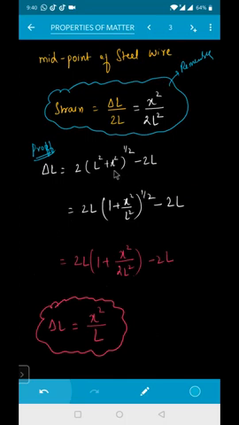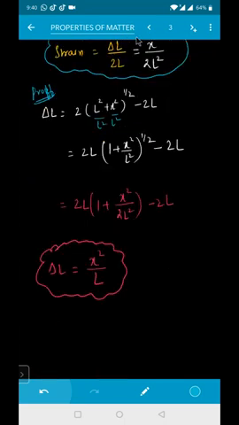This L square I just divided and multiplied by L square. So L square by L square gets cancelled, 1 plus x square by L square. Binomial expansion, this power will come inside, so it is 1 by 2 and simplified. Sir, on dividing by L square, how did we get 2L outside?